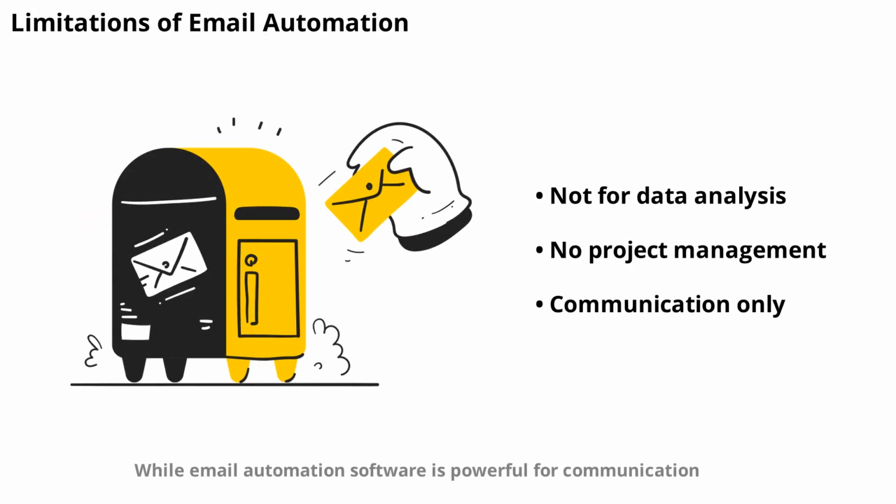While email automation software is powerful for communication, it has limitations. It's not designed for complex data analysis, project management, or collaborative editing. You can't use it to build databases or perform calculations. Its primary function is to send, track, and manage emails efficiently. For anything beyond communication, you'll need to rely on other tools like Google Sheets.